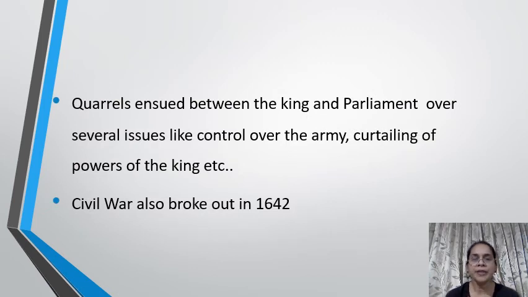However, during these 20 years, it was not easy sailing for the king as well as the Parliament. There were several quarrels that ensued between the two, once again over issues like control of the army, curtailing of the powers of the king, and not giving the king enough money to run his affairs. And to make matters worse, a civil war also broke out in 1642, and this was within this Long Parliament.